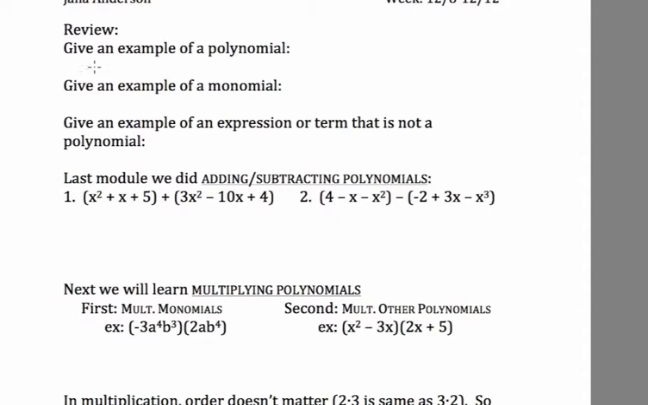Give an example of a polynomial. Remember, poly means many, so many terms. There's an example of a polynomial with 4 terms. Or a polynomial maybe with 3 terms, a trinomial. Or a plain old constant is a polynomial with 1 term, a monomial.